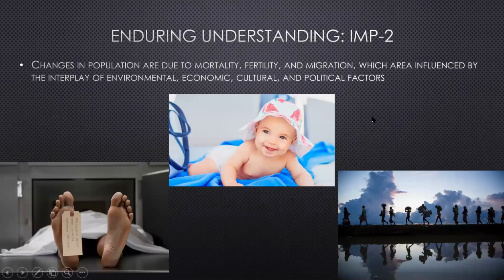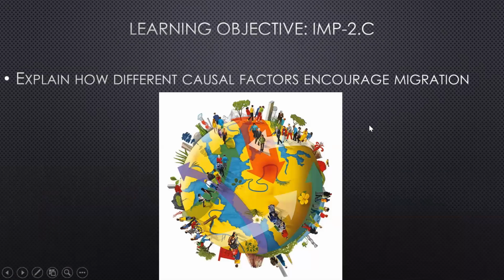Enduring understanding, it'll be pretty much the same for the three topics here, but changes in population are due to mortality, fertility, and migration. So migration here. And we'll be looking at some factors that deal with migration: economic, environmental, political, cultural, all the usual stuff. So let's explain how different causal factors encourage migration.